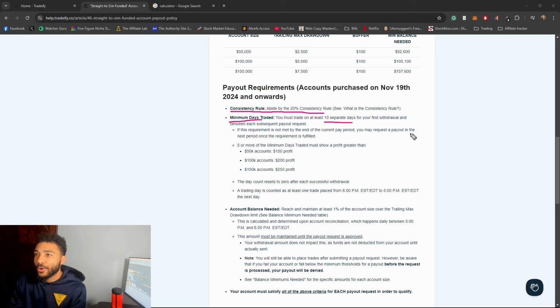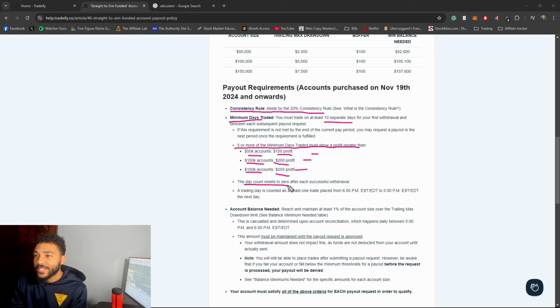Same thing with the withdrawals. But the change is that the 5 or more minimum days of showing profit is going to change depending on what type of account you're in. So if you're in a 50K account, you can make $150 in profit. 100K account, $200 in profit. And 150K account, you need $250 in profit. So in that 10-day period, at least five of those days, you've got to hit these profit goals to be able to request a payout.